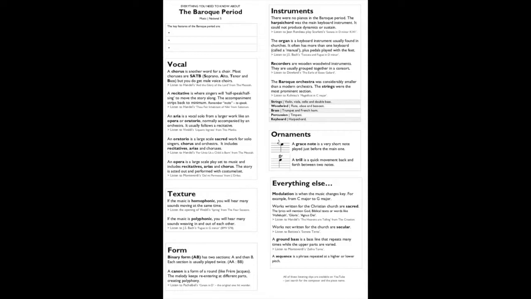The melody is then copied by other instruments who all start at different times. This is called canon. Canon is a texture, structure, form concept. Listen for the same melody repeated at different times.